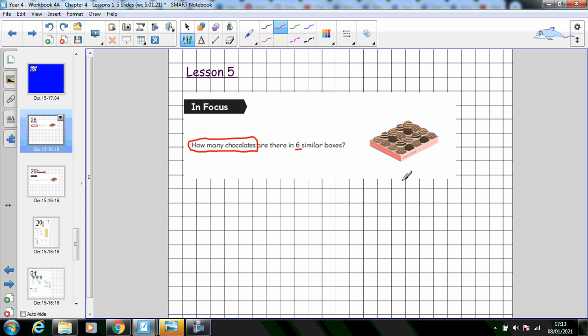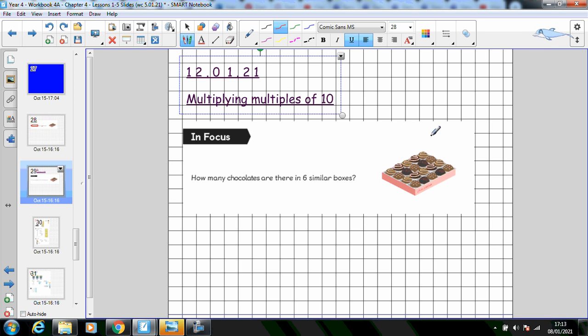It is a bit like an array. You might see it in lots of different ways. My brain saw 1, 2, 3, 4, 5 chocolates in each row. And then my brain saw that there were 1, 2, 3, 4 rows of chocolates. So should I add those together? Should I add 5 to 4?